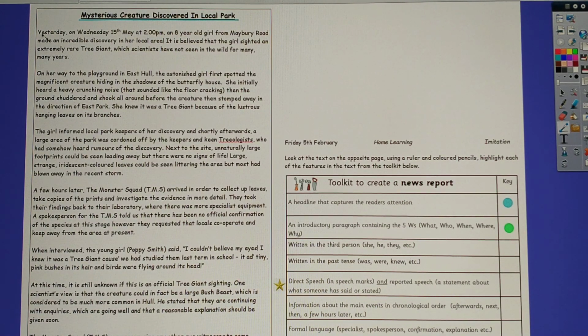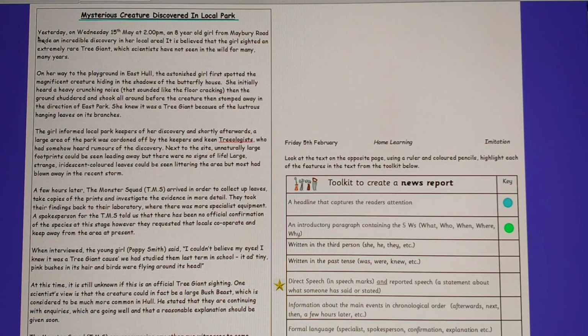So it might be when. Well, I can see that it was yesterday and there's an actual date there. So there's a when. Who? It was an 8-year-old girl. Okay. Where? She was from Maybury Road. And so on. So I need to be finding all the features and highlighting them with the same colour as I'm using in my key.